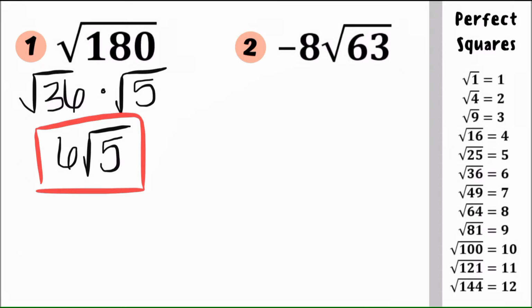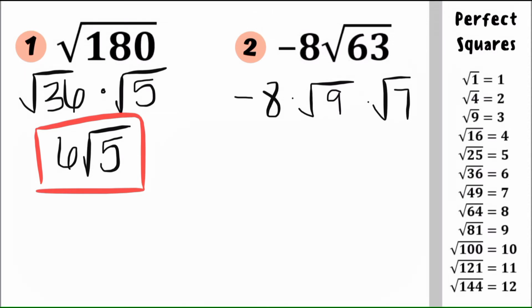So let's look at number 2, negative 8 square root of 63. So I'm going to break down the square root of 63, and I'm looking for factors of 63 that are perfect squares. I know that 9 times 7 is 63, and 9 is a perfect square. So I'm going to use 9 and 7. So I can rewrite the square root of 63 as the square root of 9 times the square root of 7. And then I'm just going to bring down negative 8 and multiply.